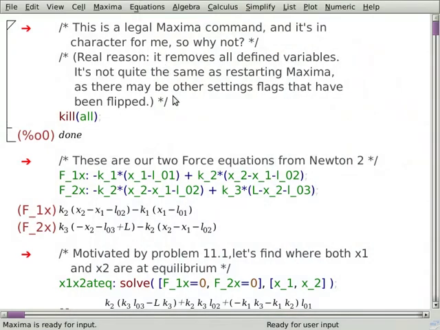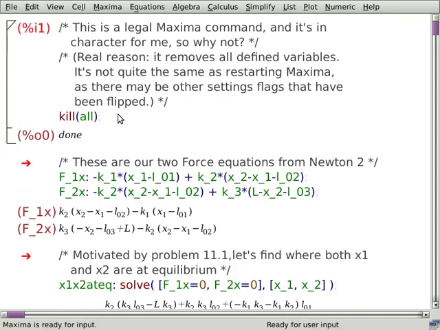All right, so here's my Maxima. I will put this Maxima file online so you can refer to it later. I start by killing everybody, because that's how you should always start.